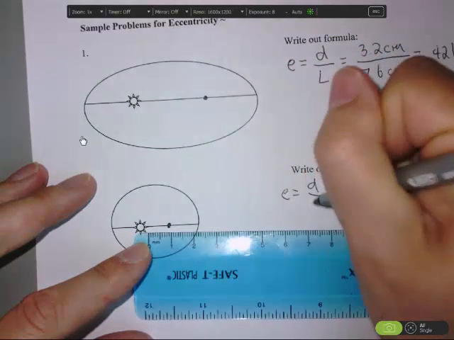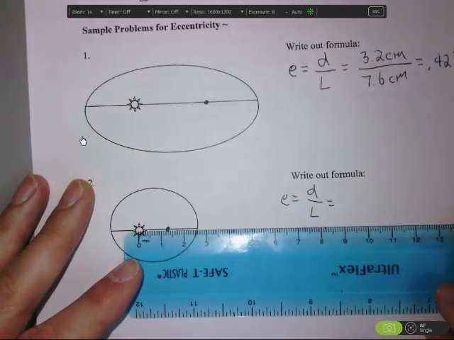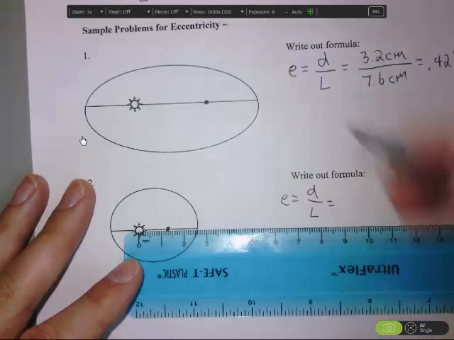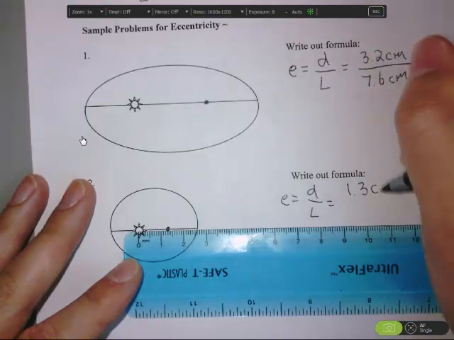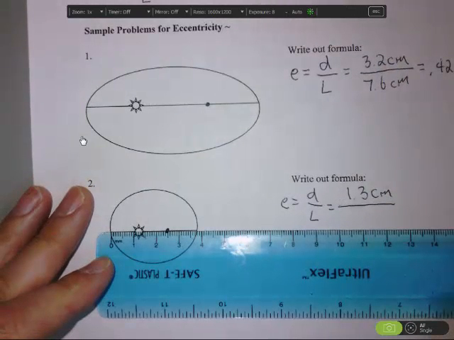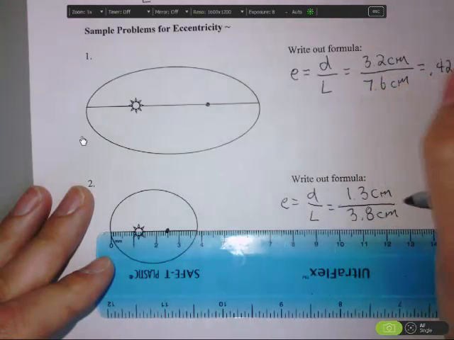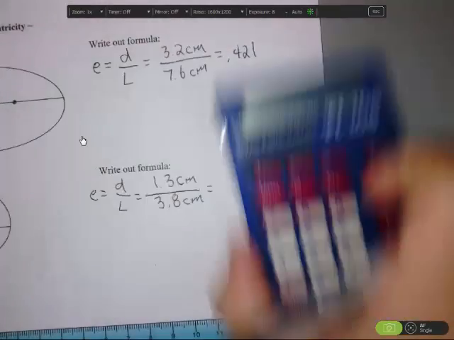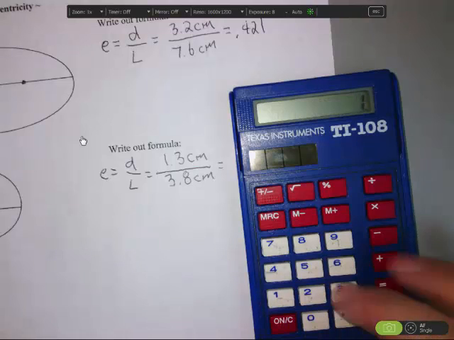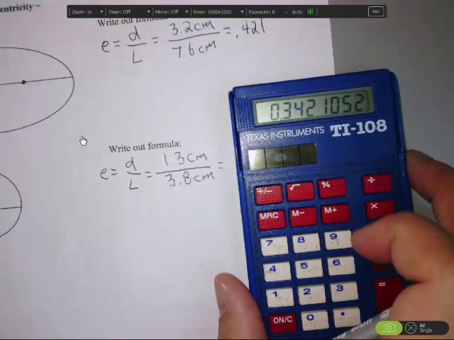Your formula is D divided by L. You measure between the star. You're going to have 1.3 centimeters. Then you have 3.8 centimeters. Calculation for that. 1.3 divided by 3.8. That gives you 0.342.